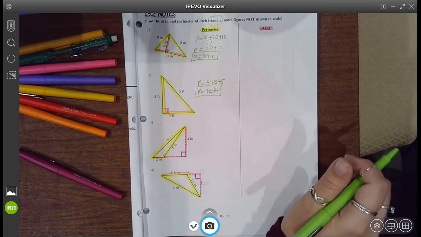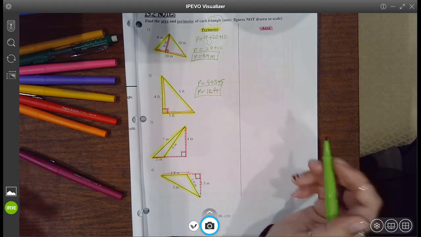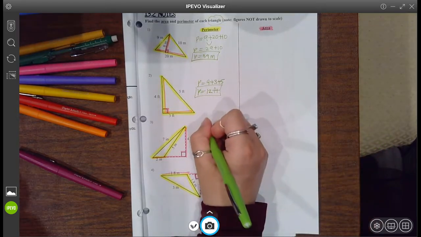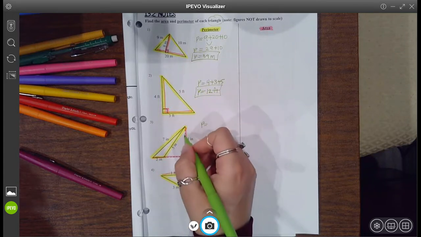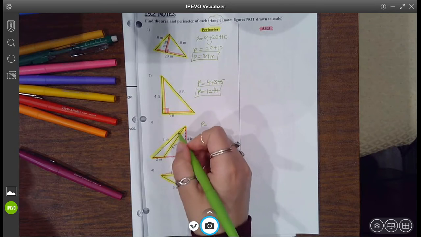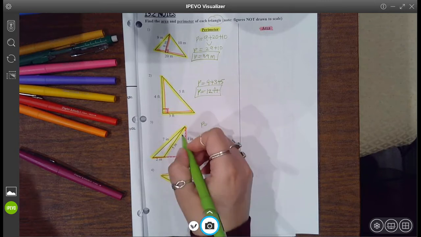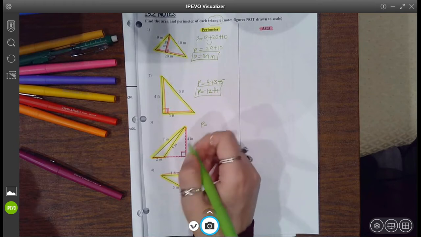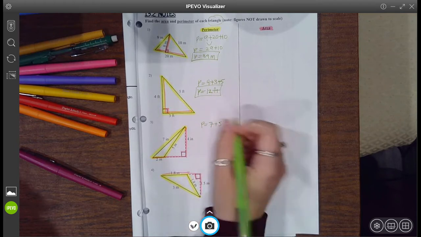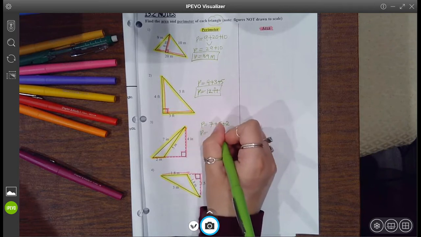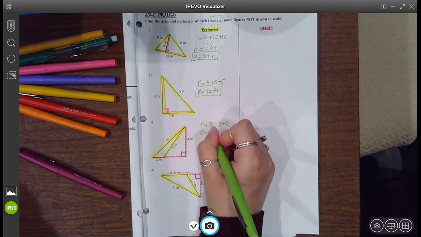So you paused the video, you tried them, now you unpaused it, you're back with us. The outside edges are the 7, the 2, and the 5. Again, the dashed line is not part of the outside. Dashed is not part of the figure. This is the actual part of the figure. This is just showing the perpendicular height to that. So 7 plus 5 plus 2 are the outside edges. 7 plus 5 is 12, and 12 plus 2 is 14.